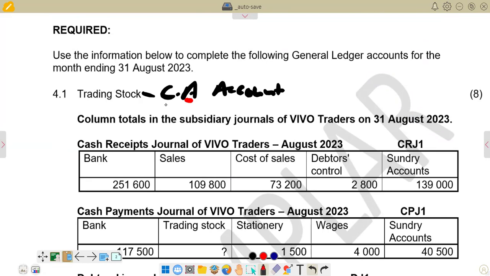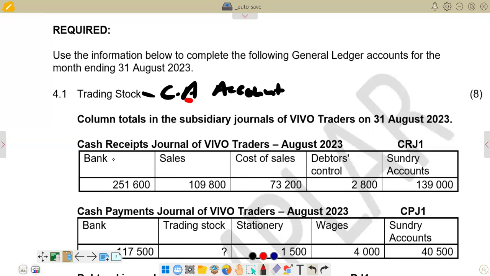Whenever we receive those goods, we debit them in that trading stock account. When they are going out, we are supposed to credit them. And when they are going out in the form of our sales, we are supposed to credit them with the cost of sales balance. Remember, when we are purchasing, we debit them at cost, and when they are going out, we should take note that we should not credit them with the same selling price, but with the cost of sales balance. So we're going to see that the journals also have a column for cost of sales.